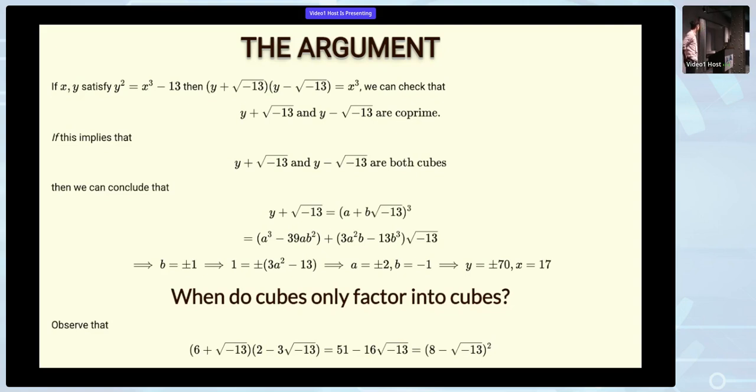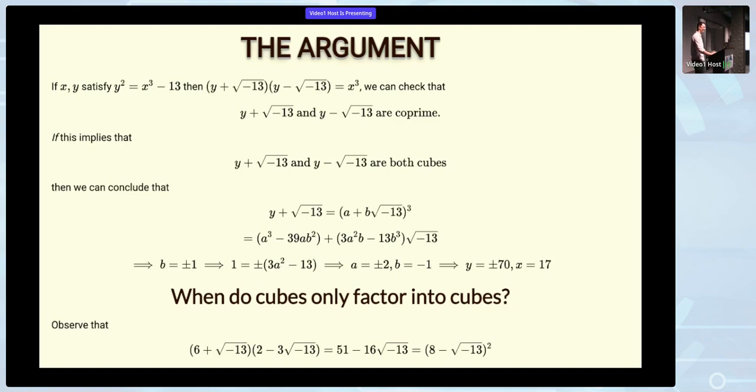So if you could do that, you could then do a little bit of calculation and say, okay, well, my y plus root negative 13 is a cube. Maybe there are some variables a and b, and that means that some pretty long and horrible looking expression is equal to y plus the square root of minus 13. And then you can read off from that that the coefficient has to be 1, which means that b has to be plus or minus 1. And you follow the logic forward. I won't spell it all out. But you reach this point: x is 17, y is plus or minus 17. So that's the crux of the argument.